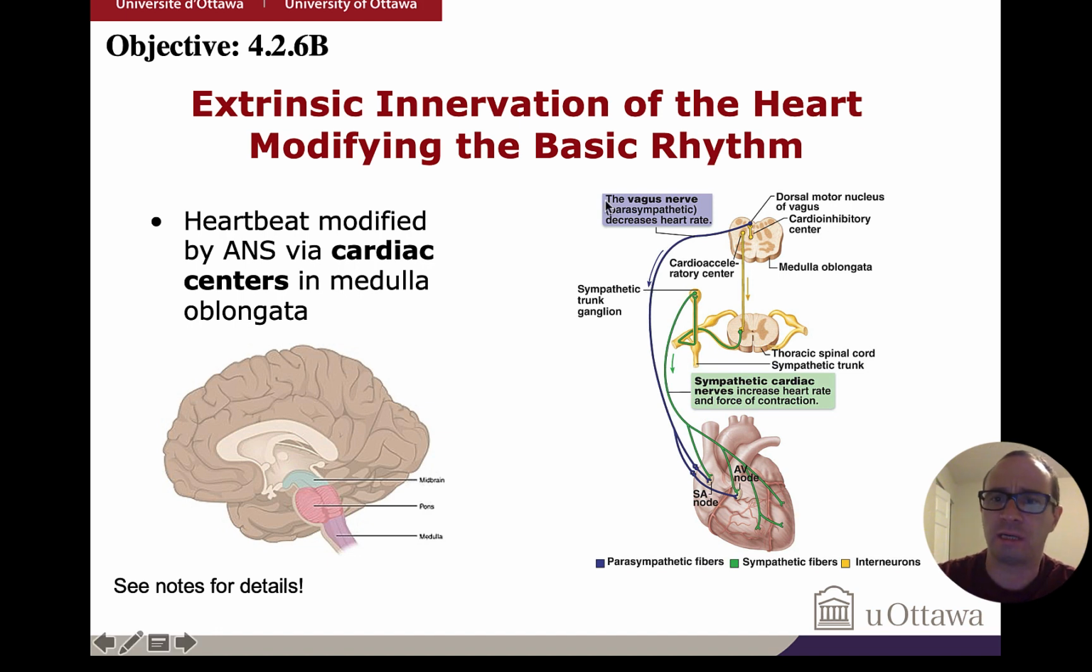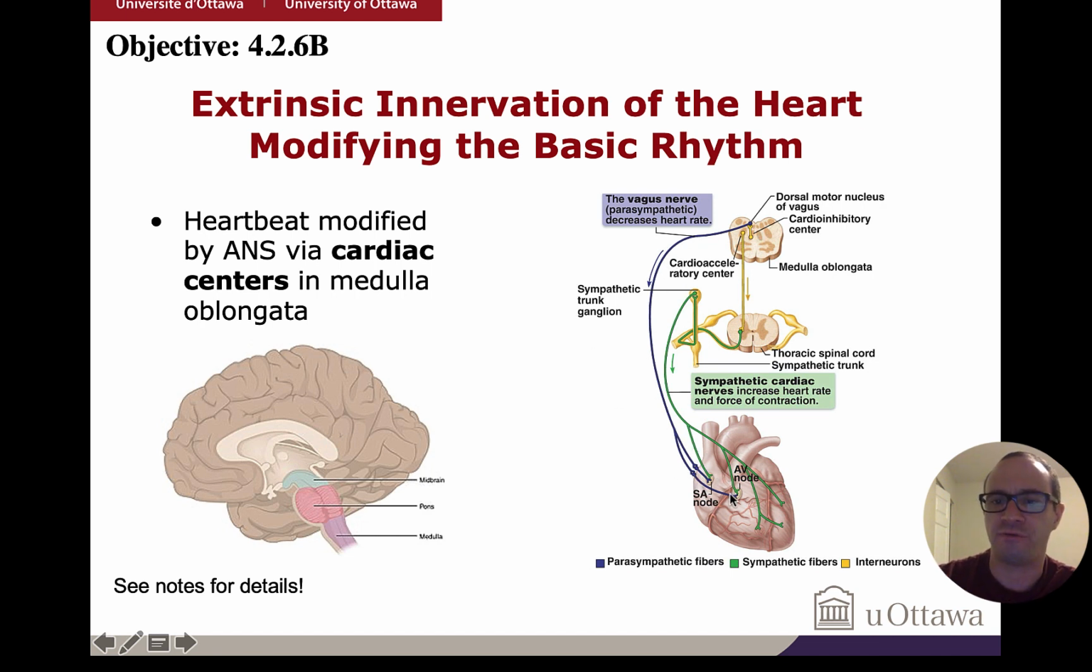This vagal parasympathetic stimulation is actually something that's really important. It produces a constant dampening effect on the heart rate. Normally the SA node, this intrinsic system, is going to set the heart rate at about 75 beats per minute. That's in the context of already being dampened by the vagus nerve.